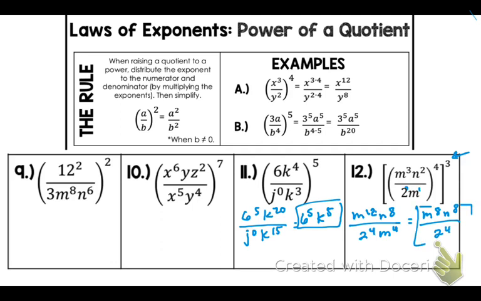Now, I still have to do all of this to the power of 3 as well. I'm going to change the color. So now my final answer would be m to the 24th power, n to the 24th power, and 2 to the 12th. I don't think you can see it that well. I'm going to write it up here. So it's going to be m to the 24th, n to the 24th, and then 2 to the 12th power, and then you're done.